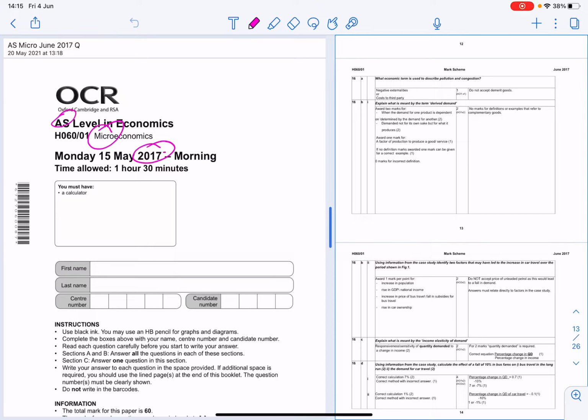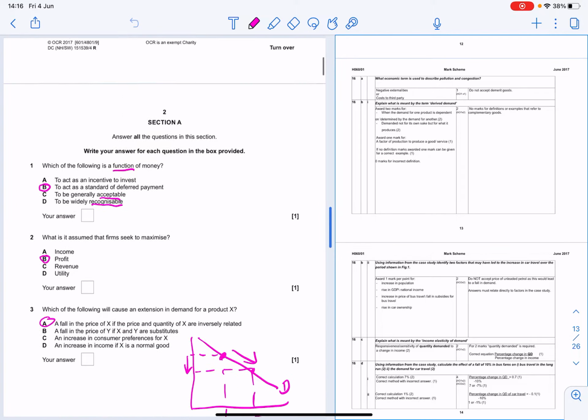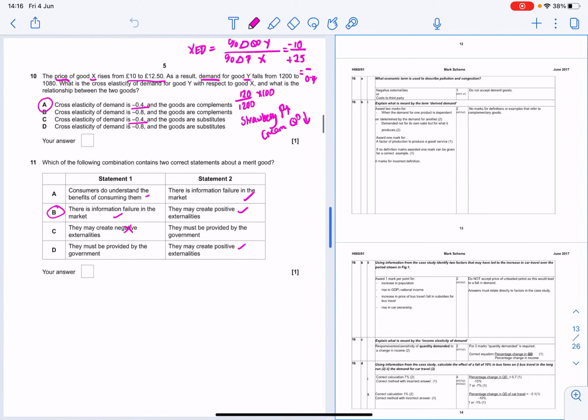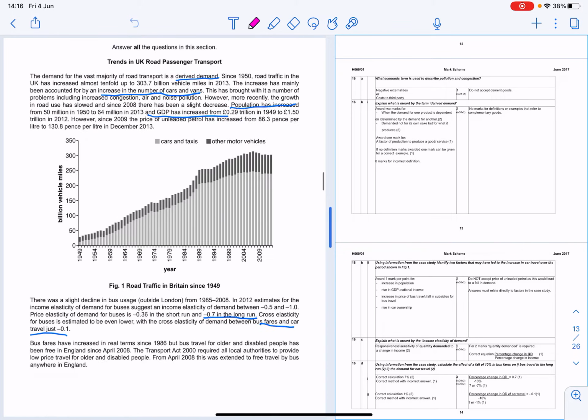So I'm going to look at the short answer questions in the OCR Micro paper from 2017 for AS level. There is a separate video on the multiple choice section, so this is just going to be the short answers in this video. So I'm just going to scroll down.